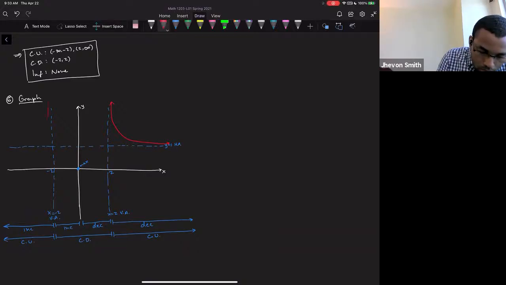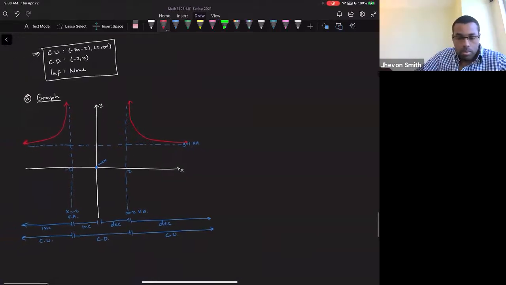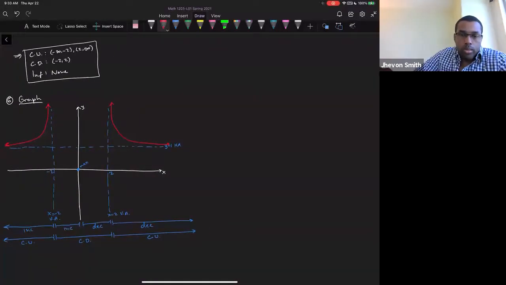For similar reasons, the left side has to look like that as well. Right, so we know what the left and the right have to look like.